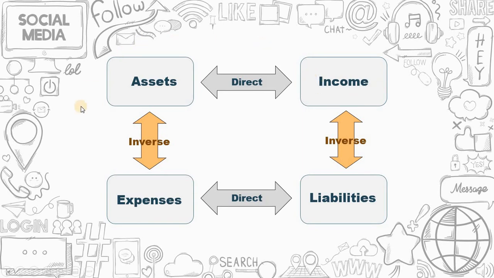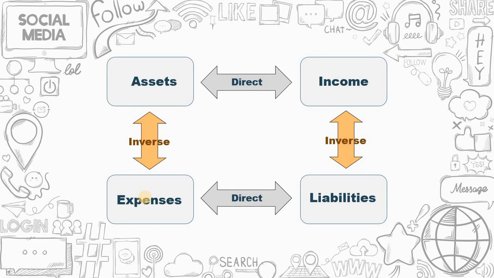The same rule applies to expenses and liabilities. Expenses and liabilities have, again, a direct relationship. However, for assets and expenses, the relationship is inverse. It means that when an asset is overstated, its related expense is understated. And if an asset is understated, the related expense account is overstated. Then the same rule applies between income and liabilities, because income and liabilities have an inverse relationship, as well as asset and liabilities, and income and expense. So they have inverse relationships.